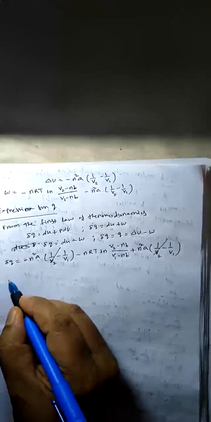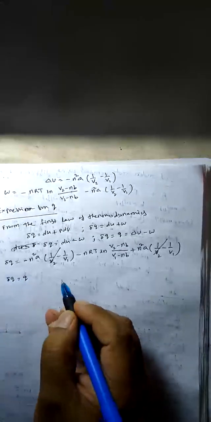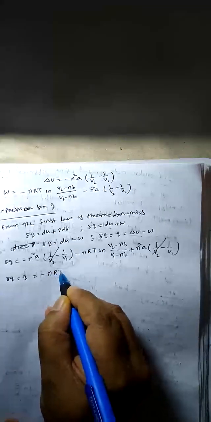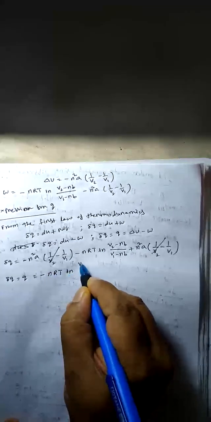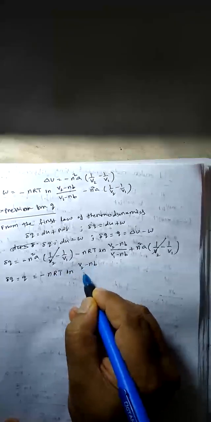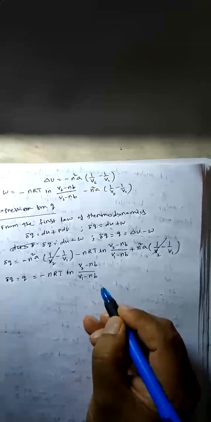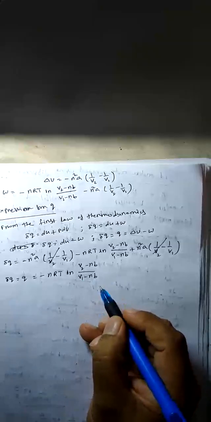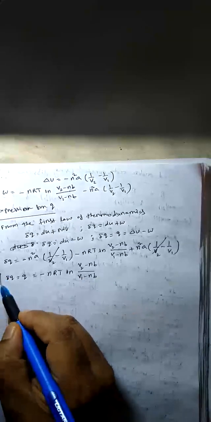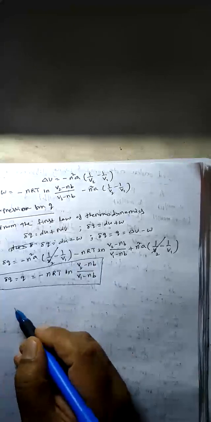We get, now, del Q or Q, which is equal to nRT ln (V2 minus nB) divided by (V1 minus nB). This is called del Q. This is the expression for del Q or Q.